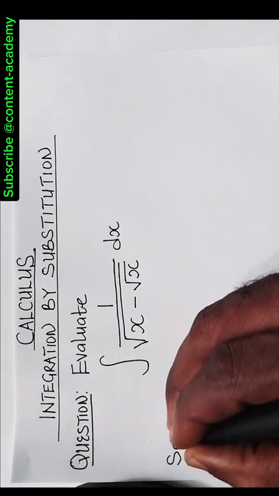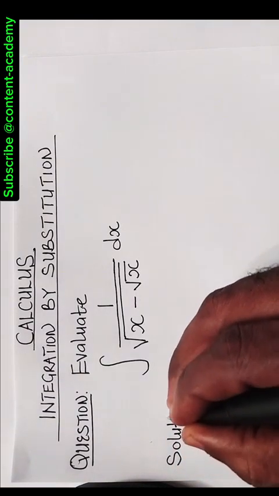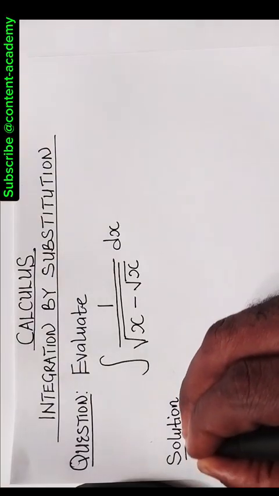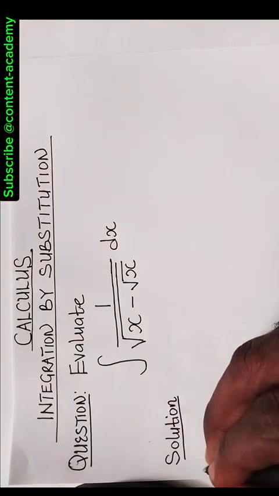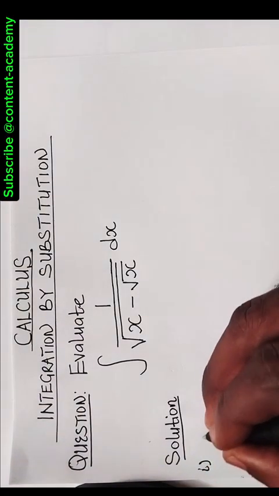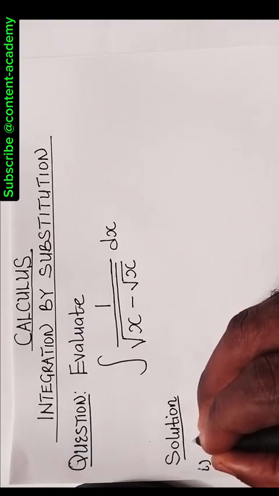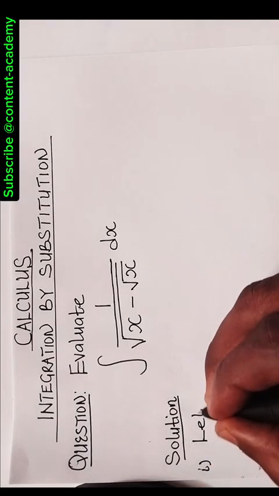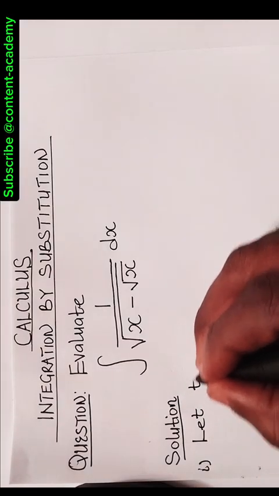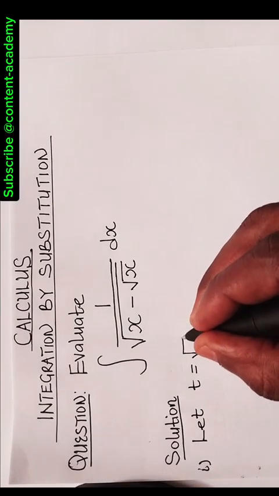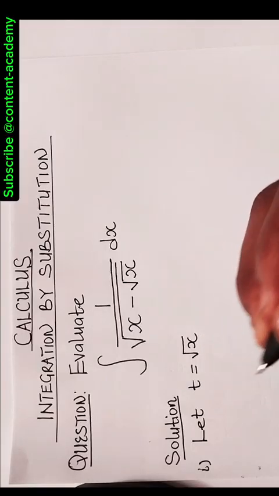We'll write the solution. We'll take it bit by bit. The first item here, we say let t be equal to the square root of x. Let t be equal to the square root of x.